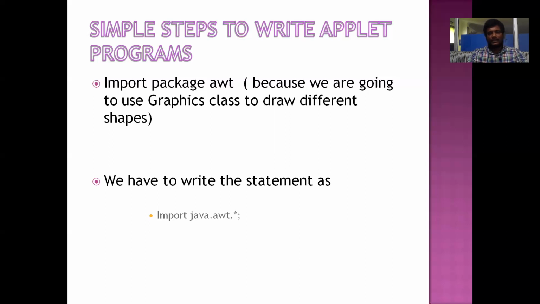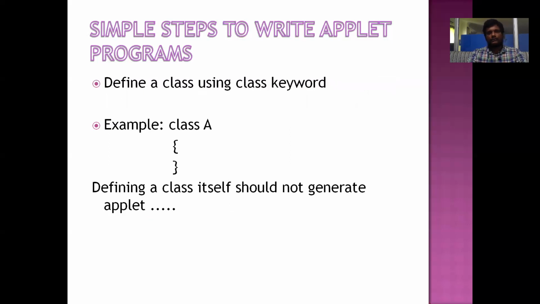Coming to the next slide. After importing the two packages, the first one the applet package and the second one the AWT package, we have to define a class with the class keyword followed by the name of the class, and I have given an example in the following slide. Class A, where class is a keyword and A is the name of the class. And I have mentioned one more point at the bottom.